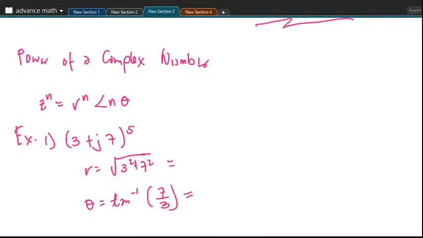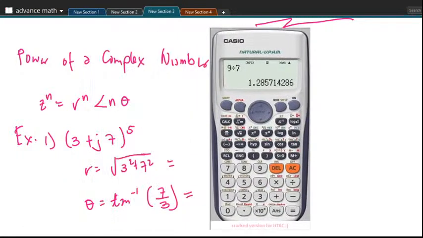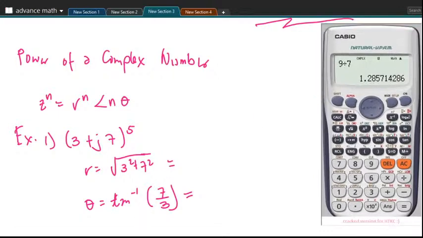Okay, so maybe I will just have my calculator again. Just put our calculator on this side. So we have the square root of 3 squared plus 7 squared. This will be equal to the square root of 58.